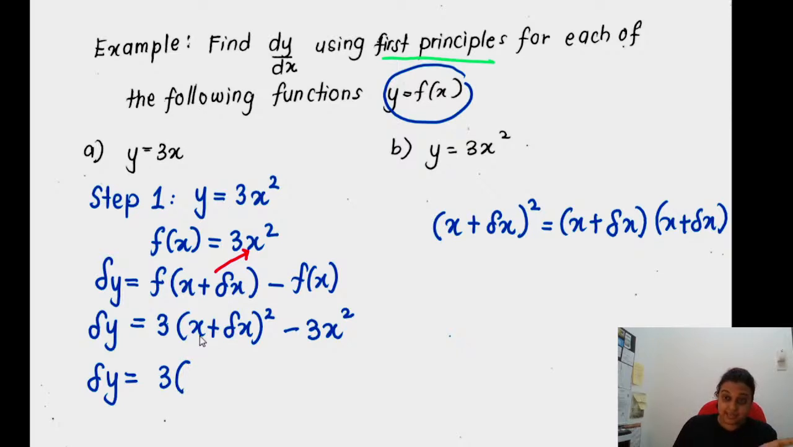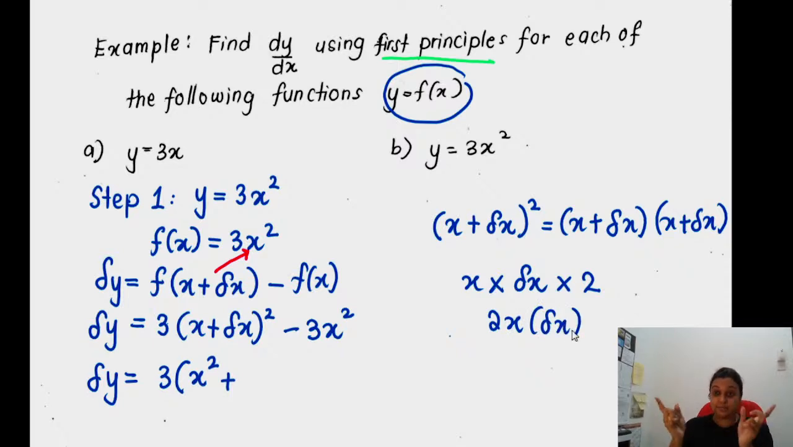Take the first x and then you square it, so you get x squared. Then the second one, multiply everything: x times delta x, times 2. So we will get 2x delta x. You write this in brackets because sometimes the x and the delta x can get confused, so you put in brackets. So you will get 2(x delta x).